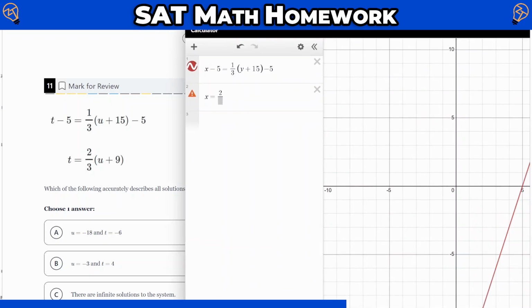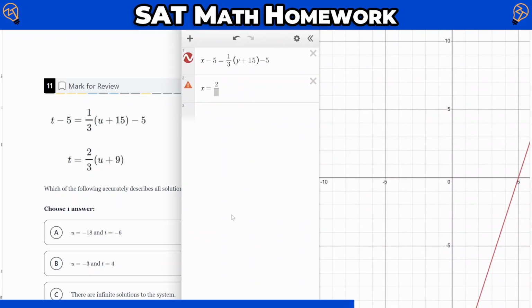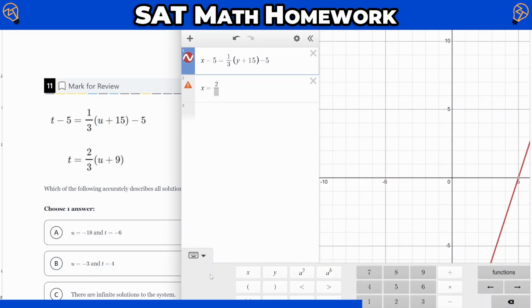Now I'm using my keyboard. However, you could choose at the very bottom, there's a button that you can click on to use the keyboard here. And you could just say, instead of using the slash on your keyboard, you could do 2 and then the division symbol and then 3. Then we'll go to the right and then we'll put our Y plus 9.